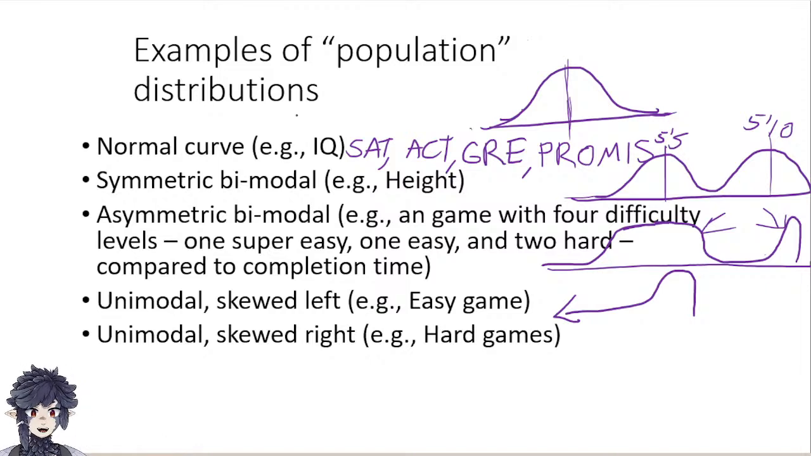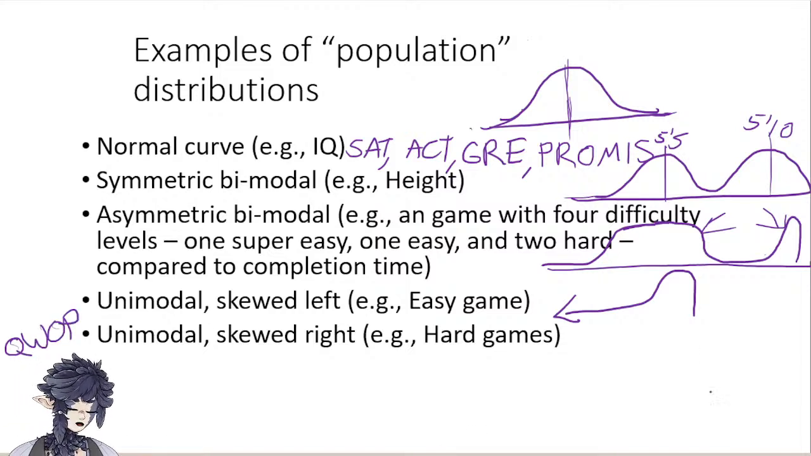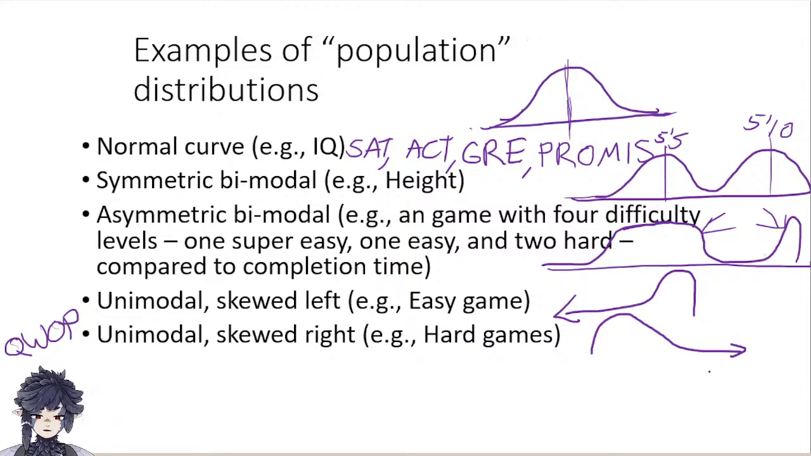Then we might have a very difficult game where it's skewed right, like QWOP, I think. Am I dating myself by talking about QWOP? I don't know. I tried it once and it was horrible. Or Getting Over It or something. I don't know if that has a score thing, but a lot of people are getting really low scores and very few people getting very high scores. That would be a positively skewed distribution in the real world.